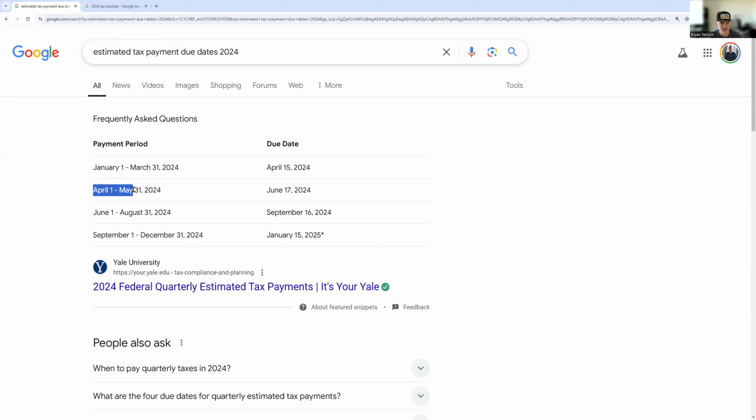Money earned from April to May, we're going to pay in by June 17th. June to August, we're going to pay in September 16th. And then now we're in this final period of the year: money that we've earned from September to December, we need to pay in our quarterly payment by January 15th. So how do we calculate those amounts?